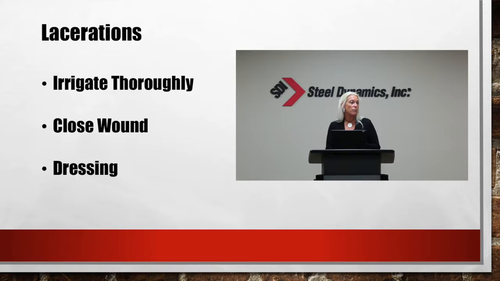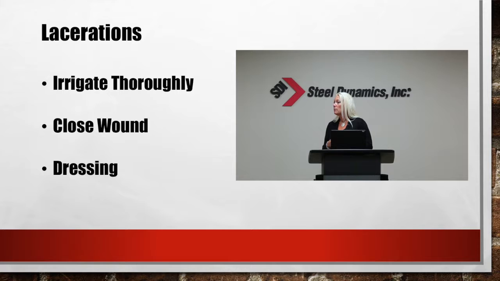And once we do that, we want to go ahead and start irrigating that thoroughly. We can use soap and water or a wound cleanser and sterile water to really clean out that wound. Once we've irrigated and cleaned it really well, then we want to reevaluate. Are we going to be able to control bleeding? If we can control the bleeding, we want to get the bleeding under control again, and then we want to look at how we can close the wound.